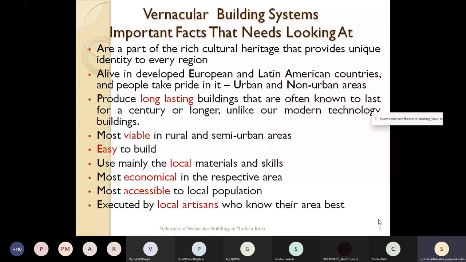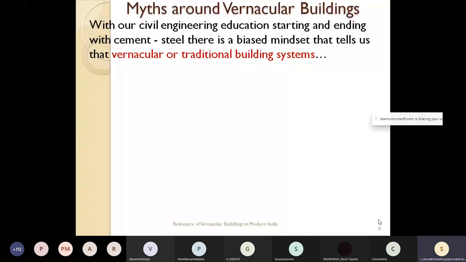And these are executed by local artisans who know their area best. You don't have outsiders coming and doing things, which results in a lot of problems later on. And when we talk about earthquakes, one must understand that they are more forgiving. You make mistakes and still you survive. There are a lot of myths, a lot of false understandings about this. With our civil engineering education, which starts and ends with cement and steel, there are biased mindsets. I completed my IIT education 50 years ago, and that's what I learned: cement and steel. We were not even talking about bricks. And I don't think things have changed even today.